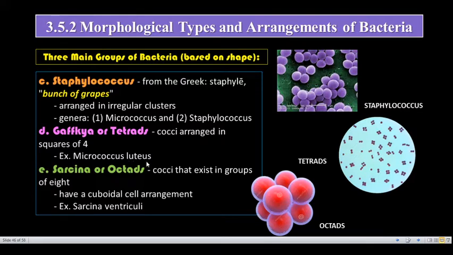Now, your Micrococcus luteus can cause meningitis or inflammation of your meninges. It can also cause septic arthritis, and it can also cause chronic infections in patients that are positive with the human immunodeficiency virus or HIV. Okay, so it affects people with HIV.